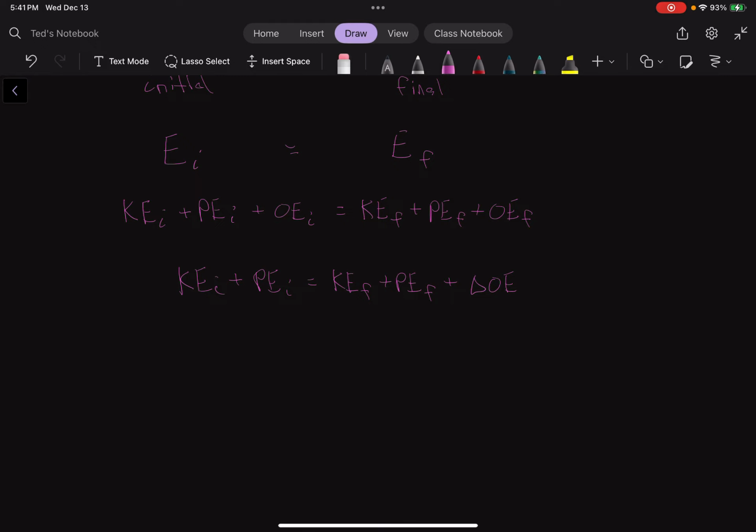And we get this change in other kinds of energy by subtracting this from both sides of the equation, and we get OE final minus OE initial, which is the change in other kinds of energy. Now that's important because oftentimes for problems that are easy to do using energy, this term might be zero. And if it is zero, that makes energy a very easy tool for solving problems. If this is not zero, it makes energy a harder tool for solving problems.